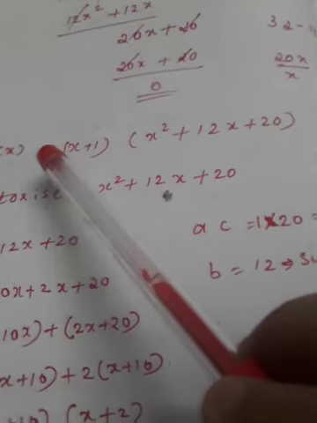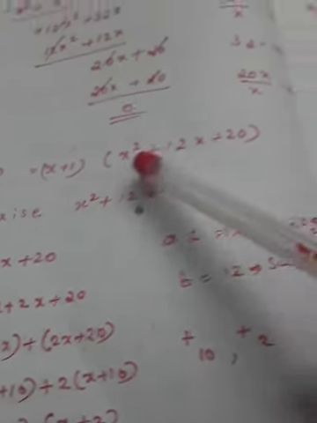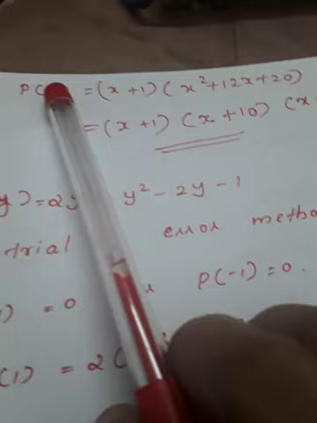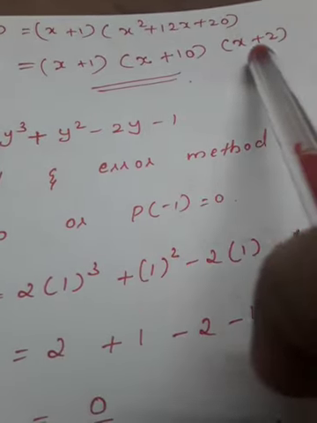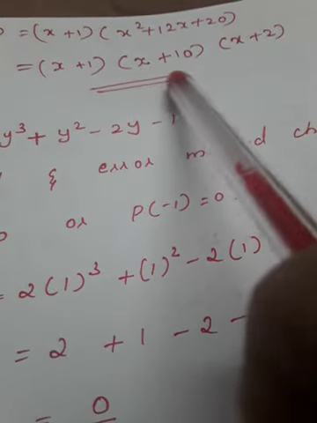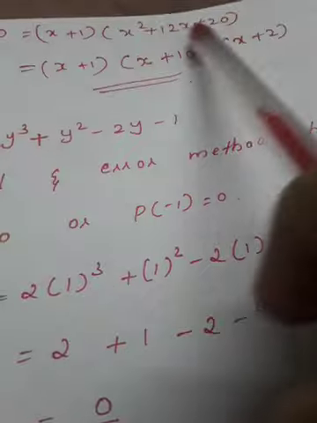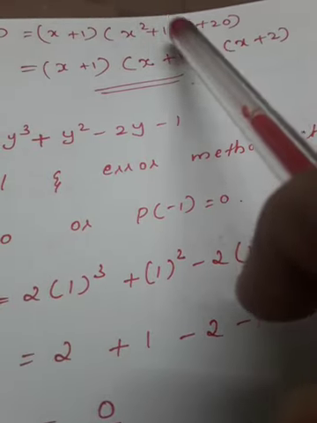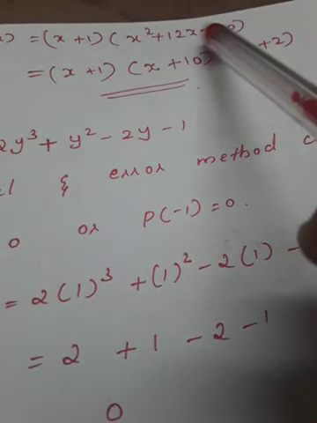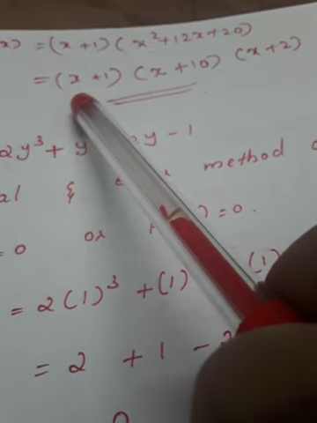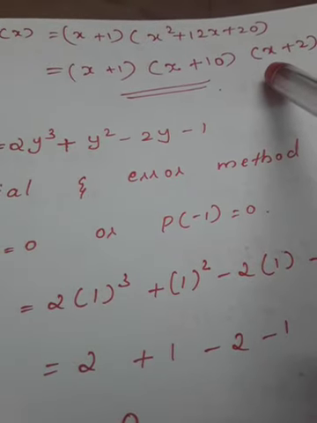We already know that p of x equal x plus 1 into x square plus 12x plus 20. So now we can rewrite that as p of x equal x plus 1 into x plus 10 into x plus 2, because x plus 10 and x plus 2 are the factors of polynomial x square plus 12x plus 20. So we can write these two factors in the place of this quadratic polynomial. So which are the factors of the given polynomial? x plus 1 into x plus 10 into x plus 2.